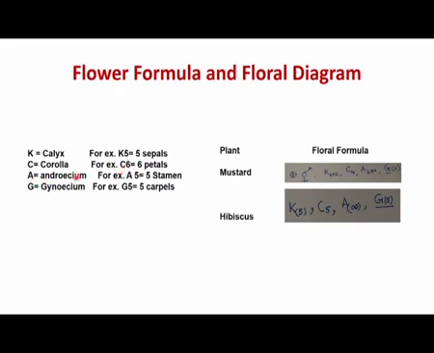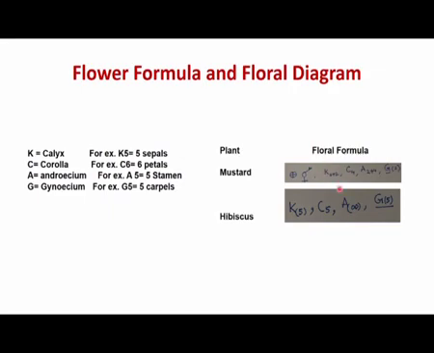For androecium you write A, and if it contains 5 stamens, then you can write A5. Similarly, for gynoecium you write G, and if it contains 5 carpels, then you can write G5. I have given 2 examples, and in one example I have given the mustard. It is a bisexual plant, meaning it contains both the androecium and gynoecium within the plant.